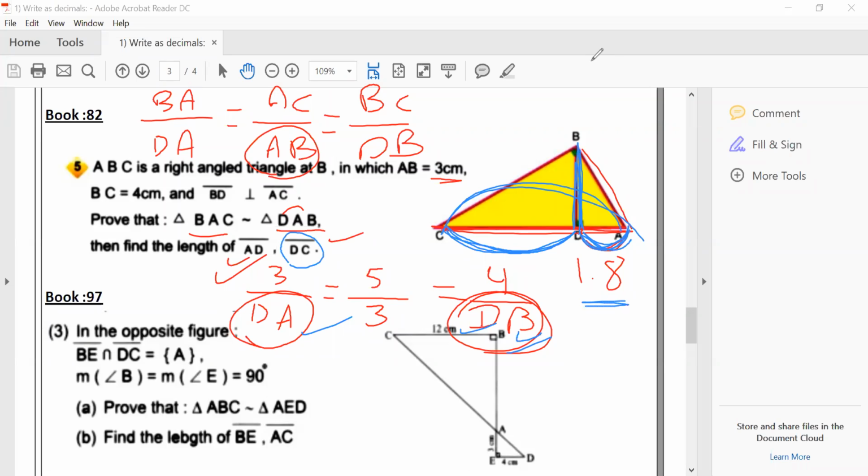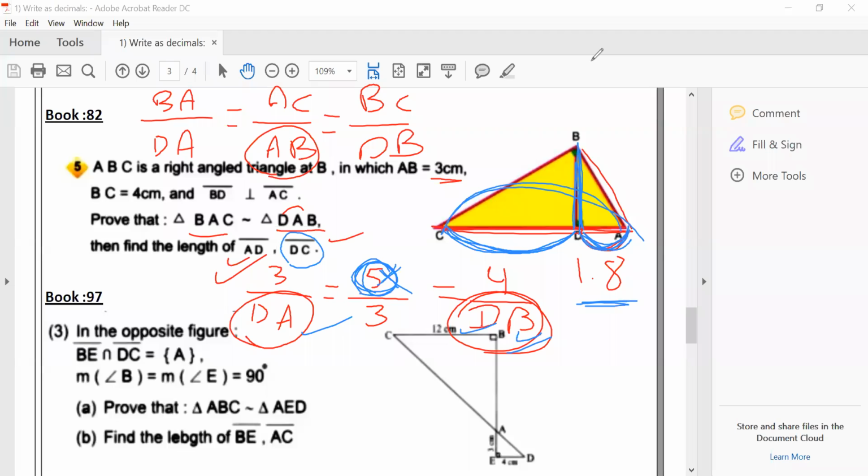5 minus 1.8. Where did I get 5? I got AC from Pythagoras from the beginning, and I used it here. Without this, given the problem would not be solved.